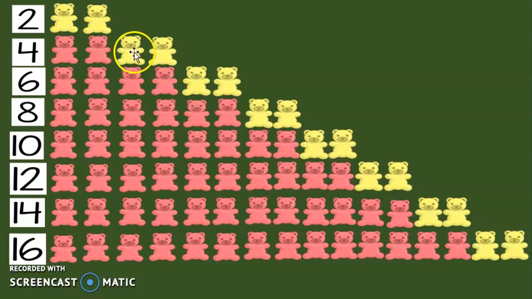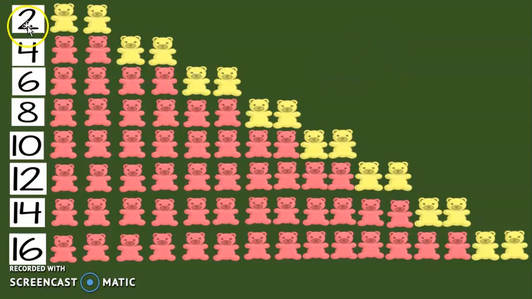Look at these yellow teddy bears. Each row has 2, okay? Look at that. All Mr. Begay did was add 2 to each row. And that's really what you're doing here when you count by 2's, okay? Let's count together again. 2, 4, 6, 8, 10, 12, 14, 16.